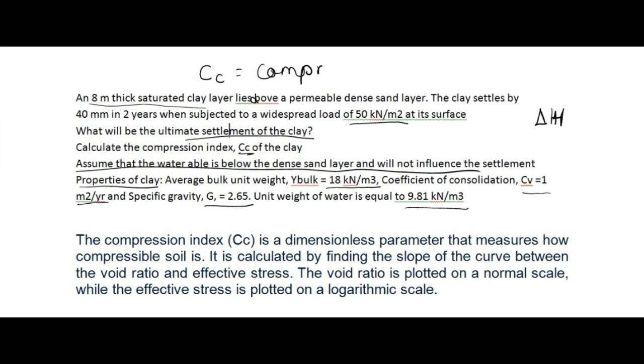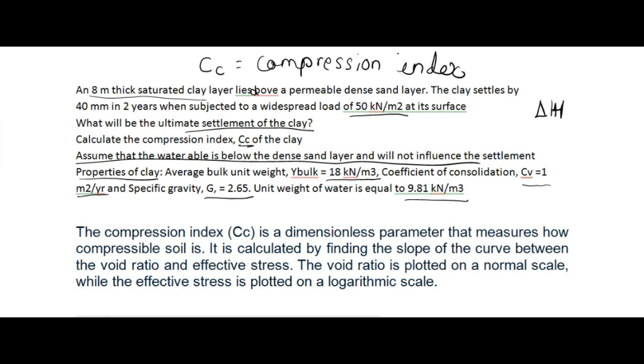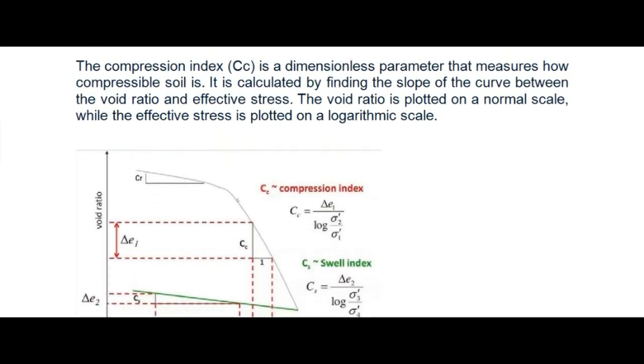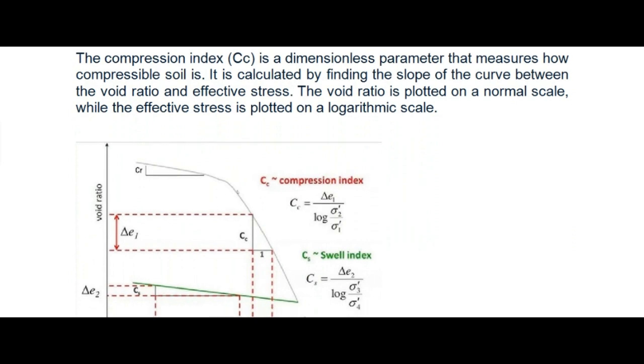Okay, compression index. So before going for the compression index, we should know from where the compression index first comes along. As you can see, it's a dimensionless parameter that measures how compressible the soil is. It is calculated by finding the slope of the curve between the void ratio and effective stress. Void ratio is plotted on normal scale, whereas the effective stress is plotted in a logarithmic scale.